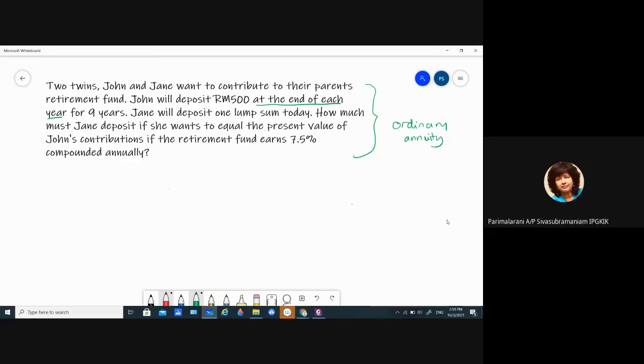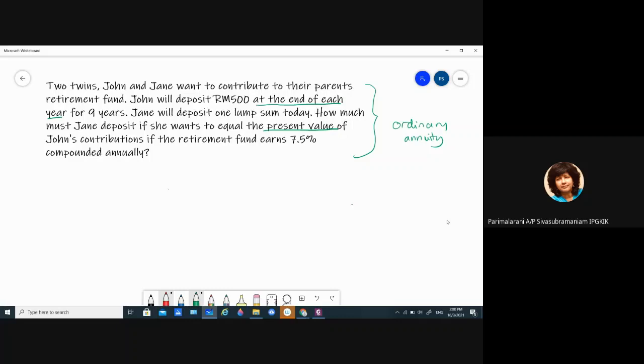Present value. Yes, we want to use the present value because John is going to put in 500 every year for 9 years. Jane wants to put the same amount that John puts, but not his future value, because that will be something else that will earn interest. So she wants to put how much that money will be worth today. That means that is the present value of John's contribution. So you're going to use the present value formula for an ordinary annuity.